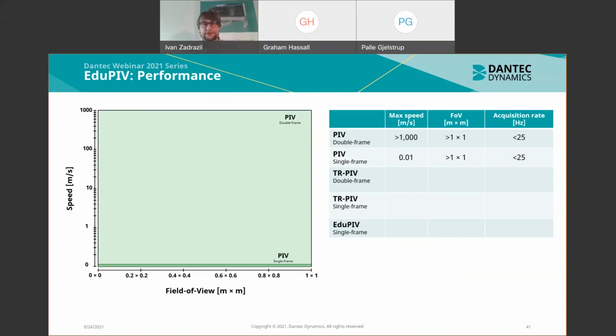Standard PIV can also be operated in a single frame mode. However, in this case, the maximum measurable speed is about 0.01 meter per second, and the other parameters are the same.